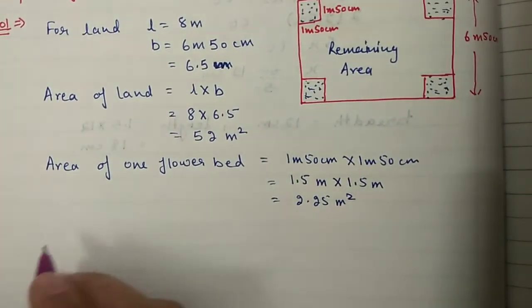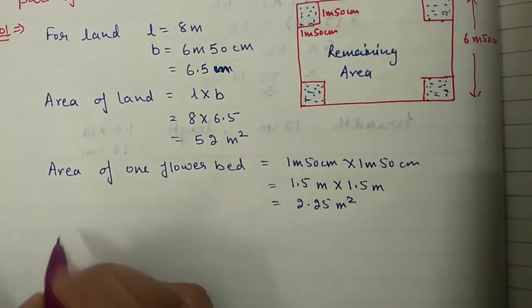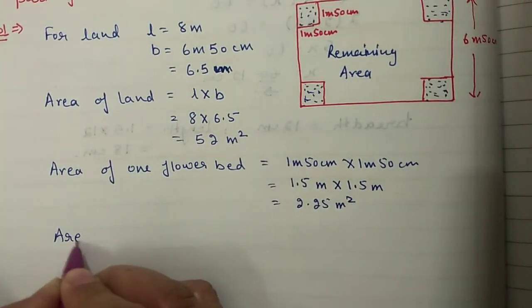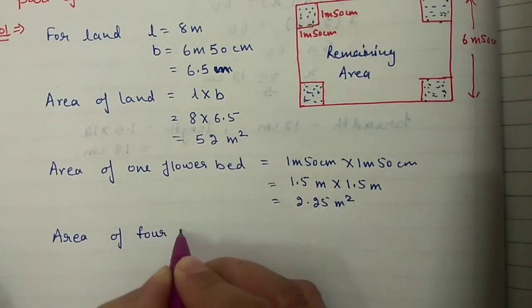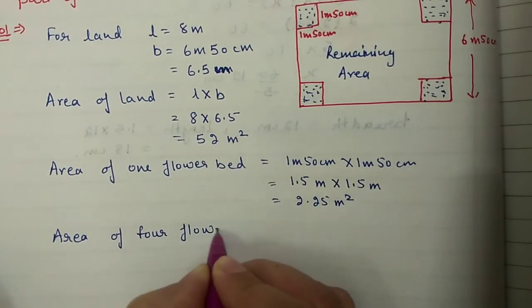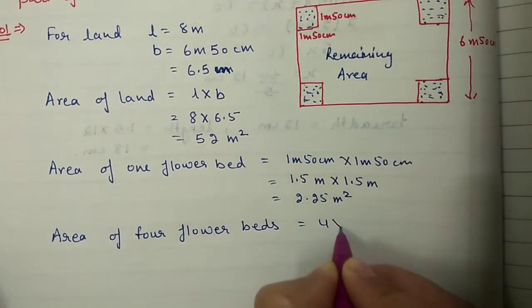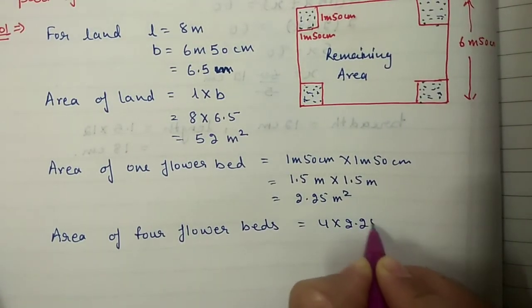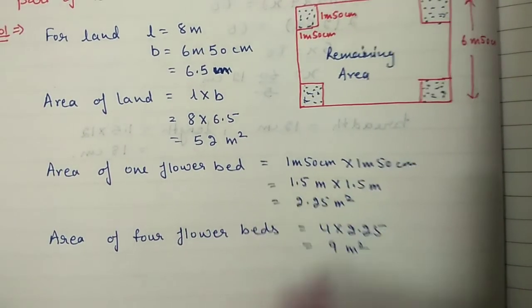Now the area of 4 flower beds, because here we have 4 flower beds. So area of 4 flower beds is equal to 4 into 2.25 and after multiplication we will get 9 meter square.